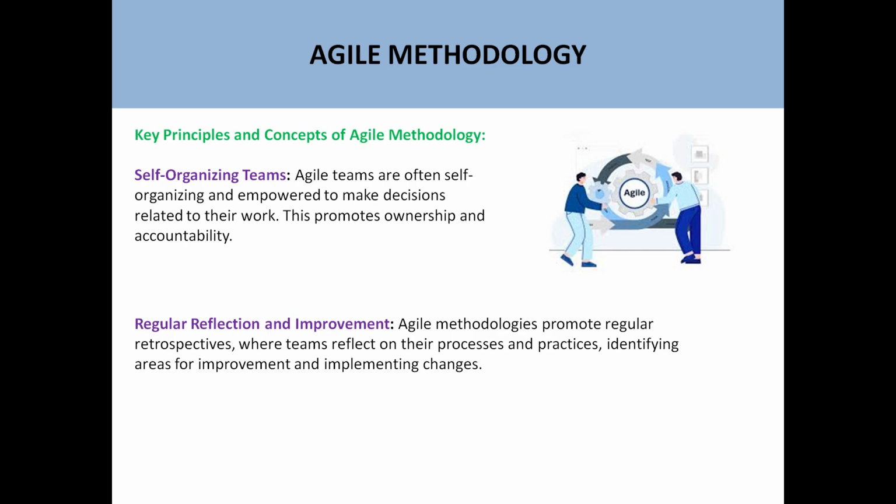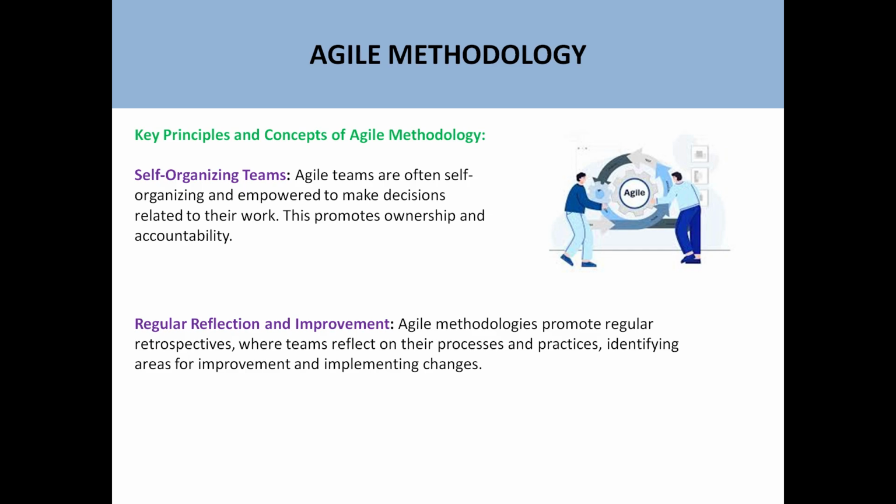Then self-organizing teams. That means agile basically focuses on self-organizing teams. Teams are more empowered, they are more decision makers, and in agile there is no concept of a boss in the team. The team is accountable, they have the ownership, and they are the decision makers within their sprint and within the execution of the project.